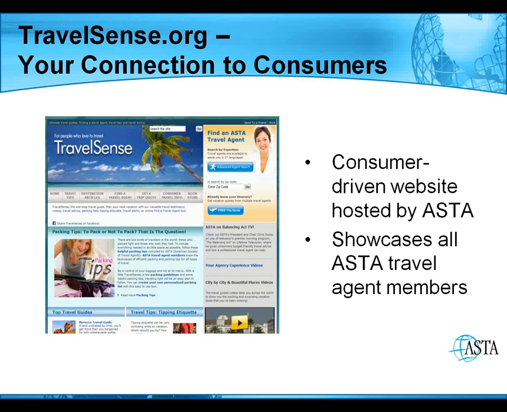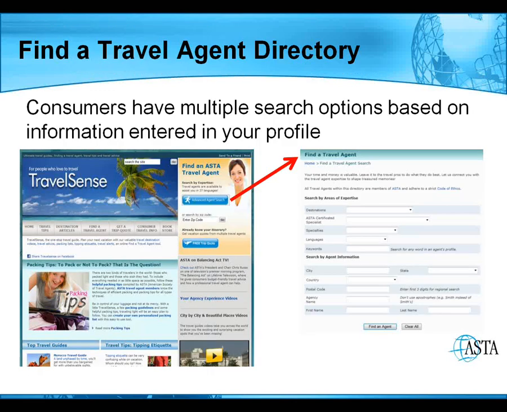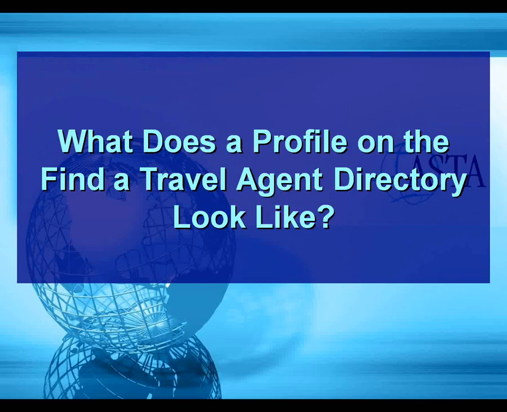This directory showcases all ASTA travel agent members by allowing each agent to create his or her own personalized profile. Consumers have the option to search for a travel agent based on fields such as location, specialization, languages spoken, keywords, and much more. Essentially, any piece of information that you add into your profile becomes a field by which a consumer can find you. So what does a profile on the Find a Travel Agent directory look like?